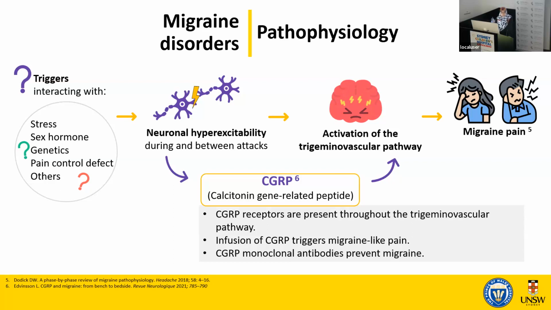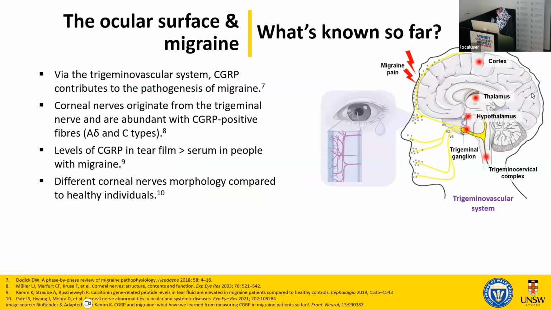So we know now that CGRP is involved in migraine pain. So what is the connection with the ocular surface? The red dots here illustrate the components of the trigeminal vascular system that are involved in migraine pain. The corneal nerves originate from one of the components, which is the trigeminal nerve from the trigeminal ganglion. CGRP is mainly released by the A delta and C type fibers, and these fibers are abundant in the cornea. In investigating CGRP in migraine patients, studies found that there is also a high concentration of CGRP in tear film compared to in blood in people with migraine. And this release could be mainly from the corneal nerves.